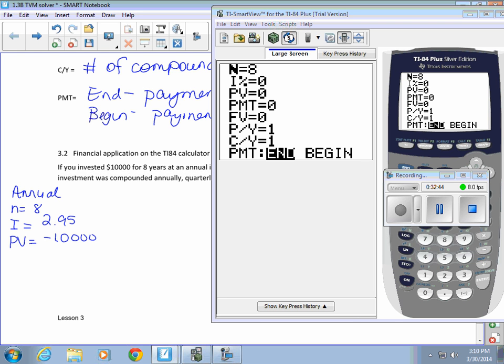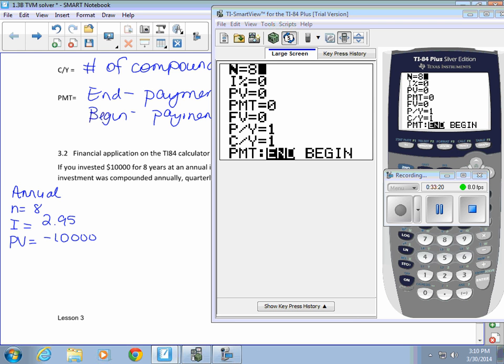Our PMT calculates the amount of each payment. We're not worried about that, so we just skip over it. Future value, that's what we're trying to find, so we just leave that one for now. The payments per year is at 1 already, and we're doing this annually, so we don't need to change that for annual, as well as our C per Y, which is our compounding periods per year. Well, because we're only doing it once a year, it is a 1 too.